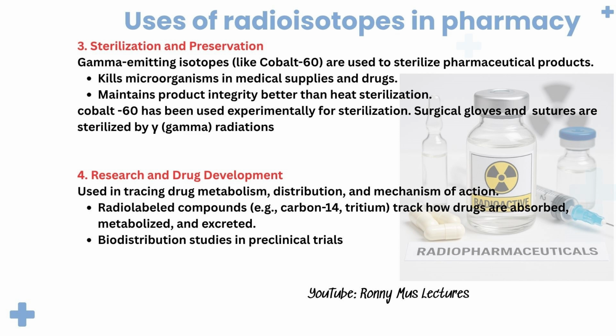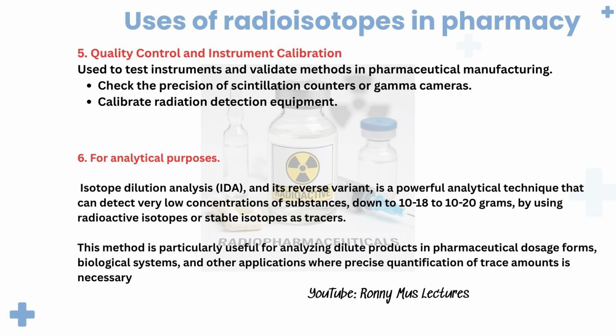Radioisotopes are also used in research and drug development, whereby they are used in tracing drug metabolism, distribution, and mechanism of action. So remember pharmacokinetics. Radioisotopes are used in quality control and instrument calibration. So they will be used to test instruments and also validate the methods that are used in pharmaceutical manufacturing.